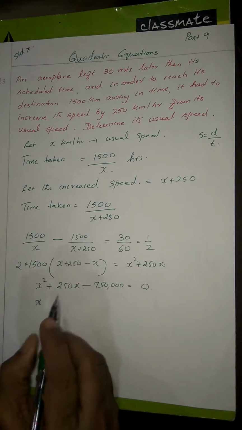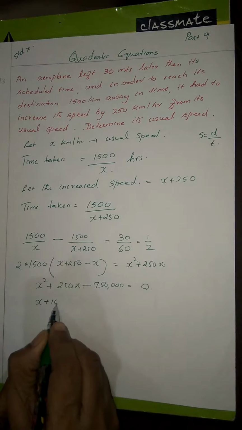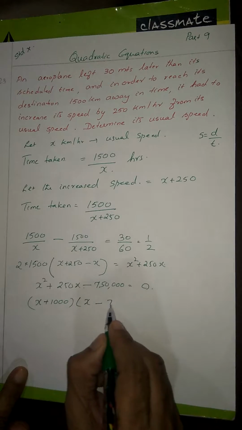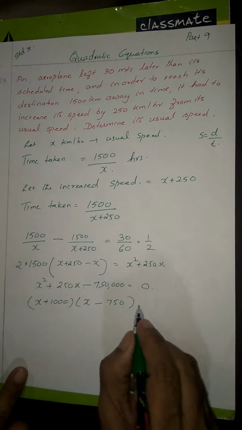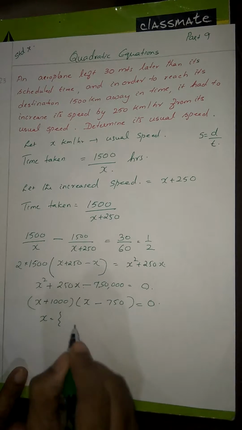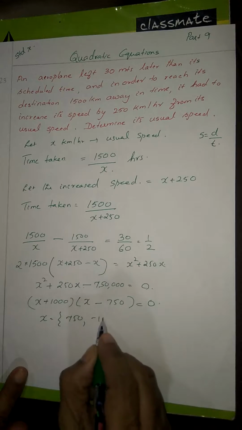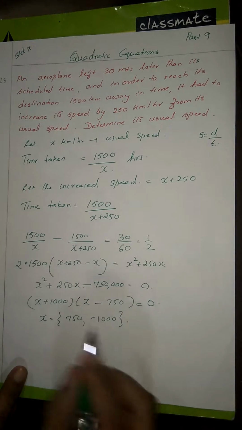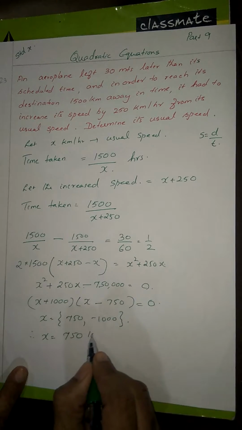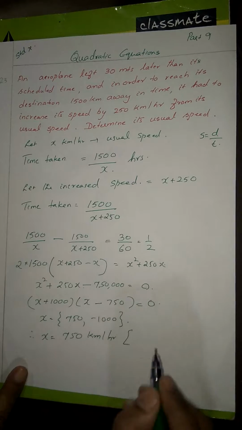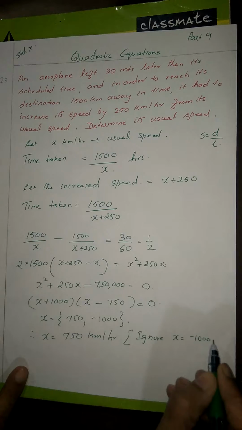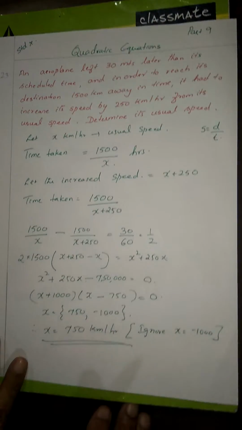Splitting the middle terms, you get x plus 1000 into x minus 750 is equal to 0. You get x is equal to 750 and minus 1000. So therefore x is equal to 750 kilometers per hour. Ignore x is equal to minus 1000. So this is the answer.